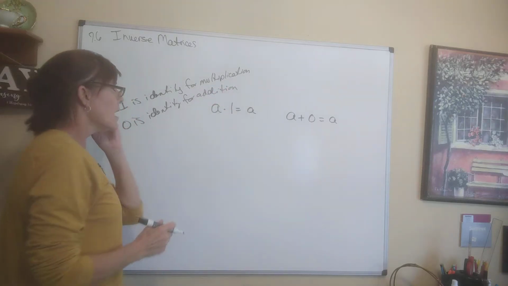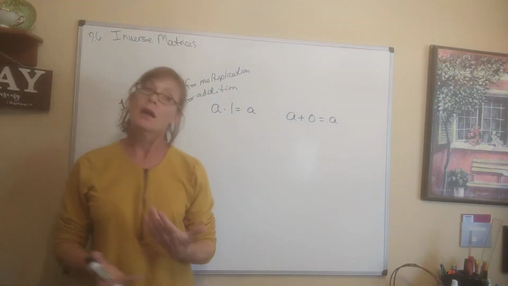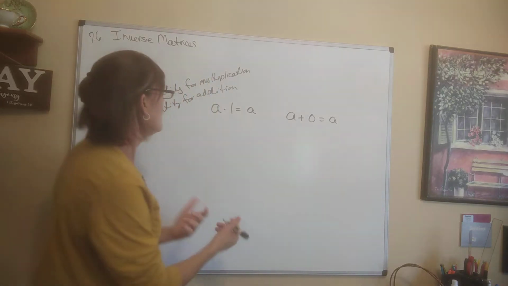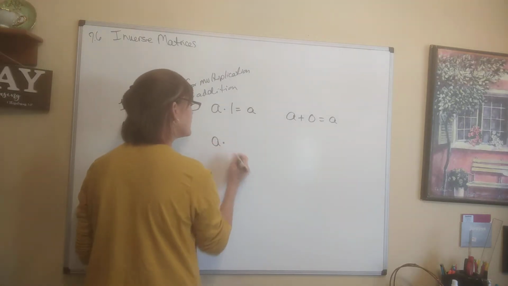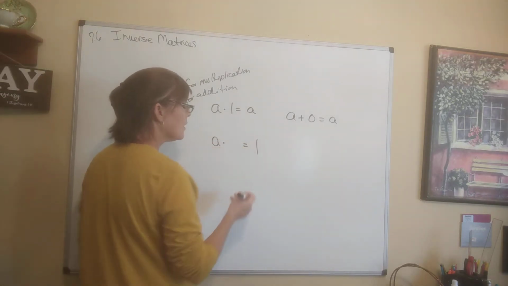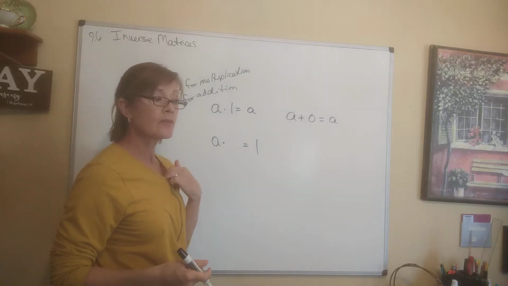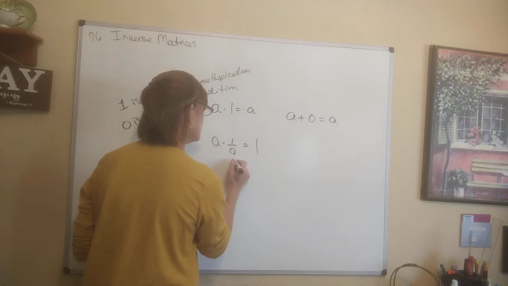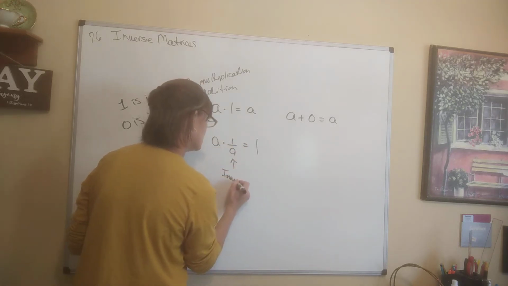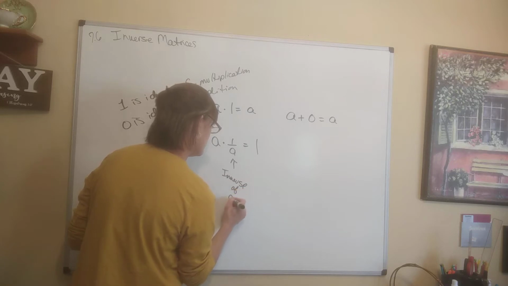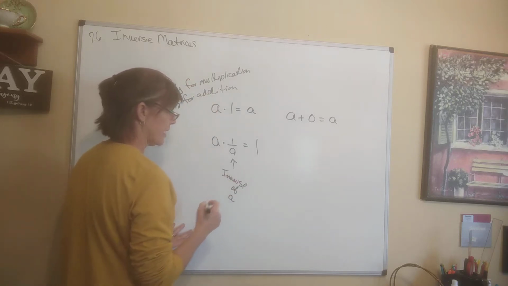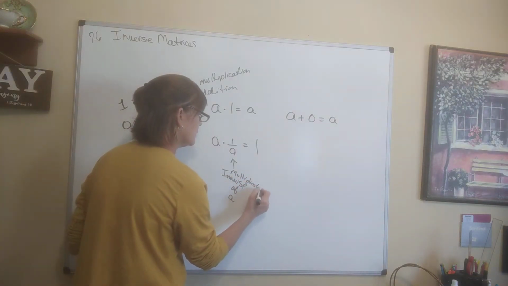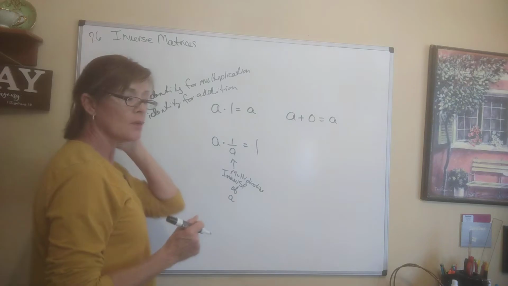All right. But then we have something that we call inverses. What could I multiply a number by in order to get the identity 1? What could I multiply A by in order to get 1? Well, I multiply it by its multiplicative inverse, or its reciprocal, 1 over A. This is the inverse of A, the multiplicative inverse of A.